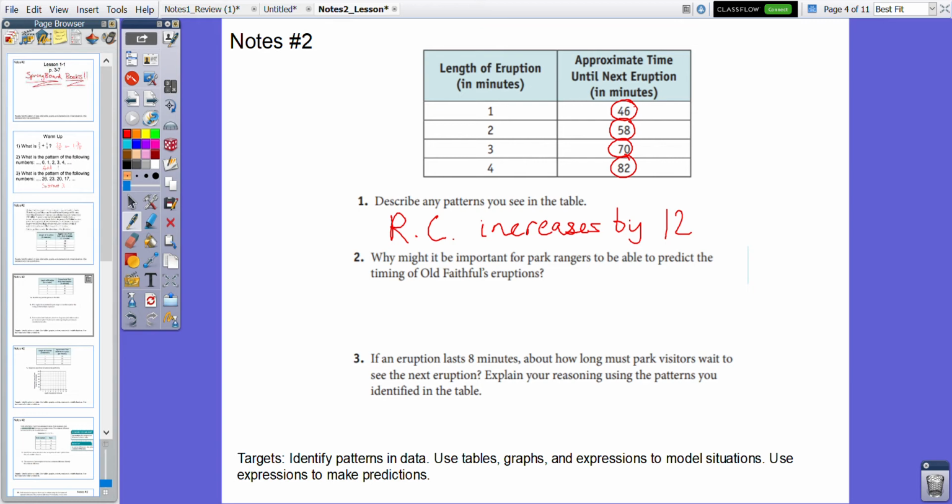Okay, why might it be important for park rangers to predict the timing of Old Faithful's eruptions? Well, like we said, it's a geyser. It spits out very hot water. So mostly this is for safety. Thousands and millions of people come there every year, so we want to be able to see Old Faithful. We're not going to deprive people of seeing that, but it's more so that way they can observe from a safe distance.